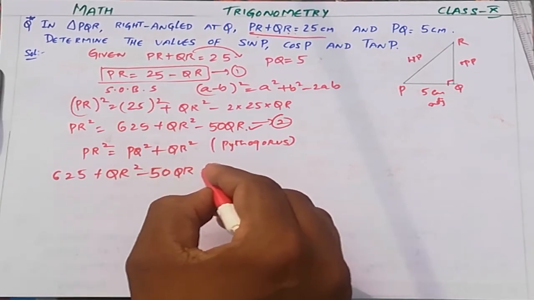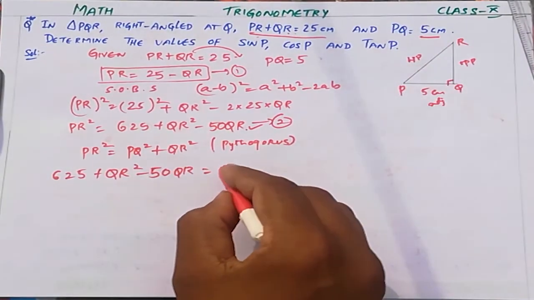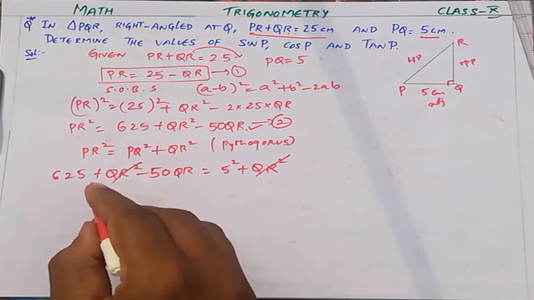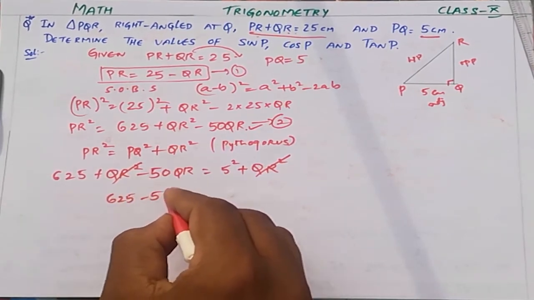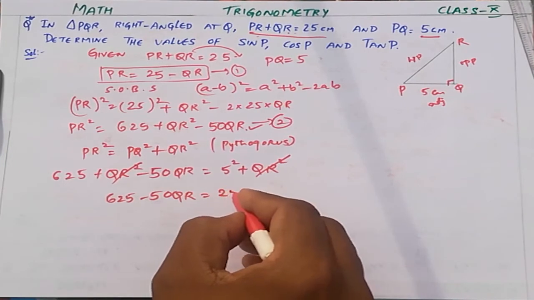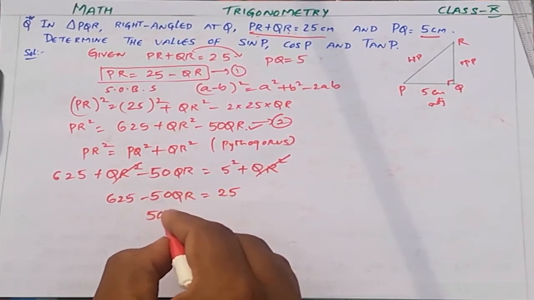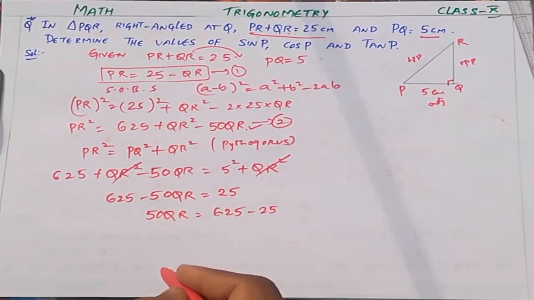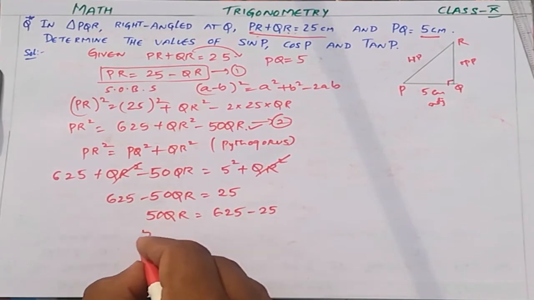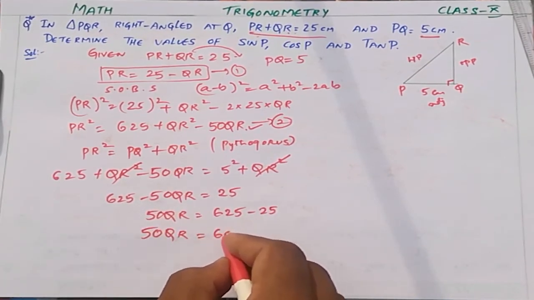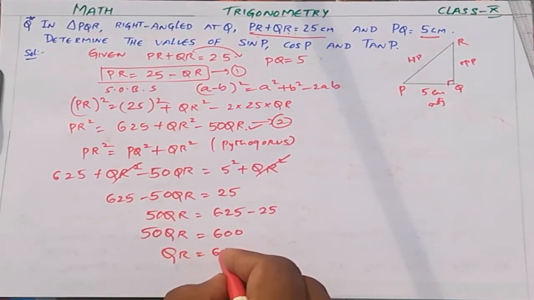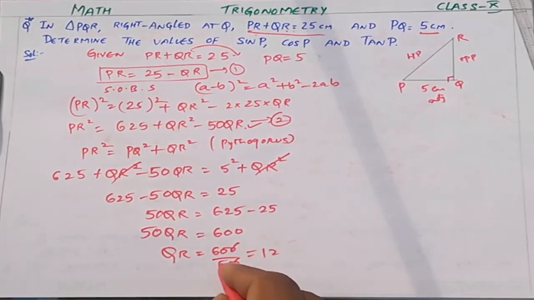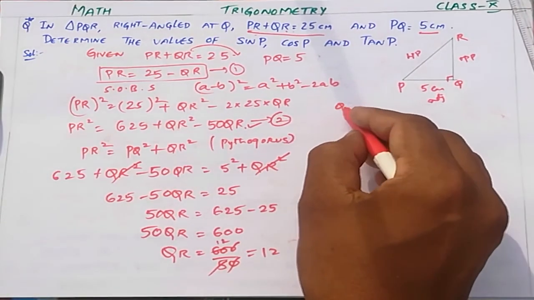I write the value as PQ given as 5, so 5 square plus QR square. QR square cancels on both sides. 625 minus 50 QR equal to 5 square is 25. So numbers on one side and the variable on the other: 50 QR equal to 625 minus 25, this subtraction gives 600. Then QR equal to 600 by 50. Cancel the zeros, then divide with 5, we will get 12. So 5 12s is 60. So now QR equal to 12 centimeters we got.